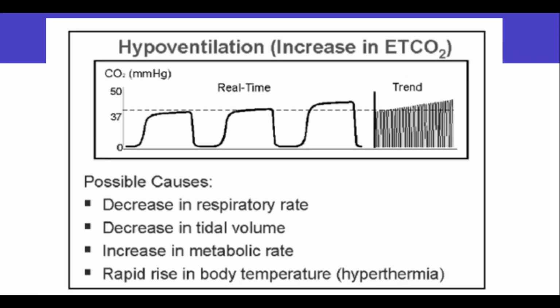When we have an increase in EtCO2, some possible causes include a decrease in respiratory rate, and you'll see the waveform widen, a decrease in tidal volume, increase in metabolic rate, and rapid rise in body temperature. So the hyperthermia is not related to ventilation. It's that the cell metabolism is increased and therefore the production of CO2.